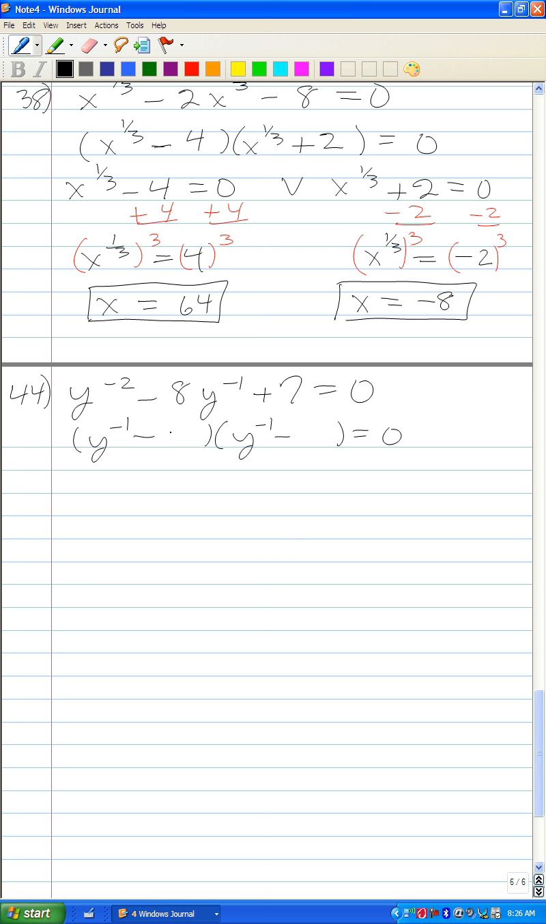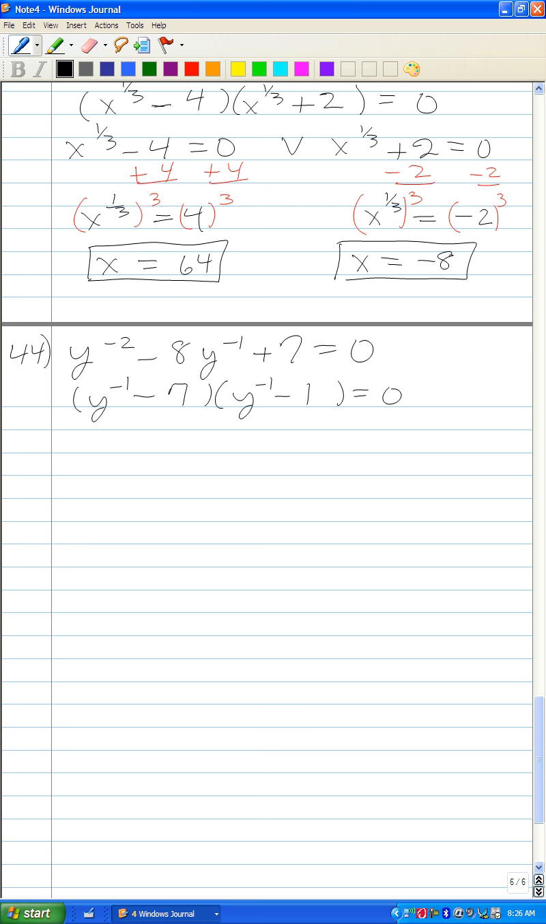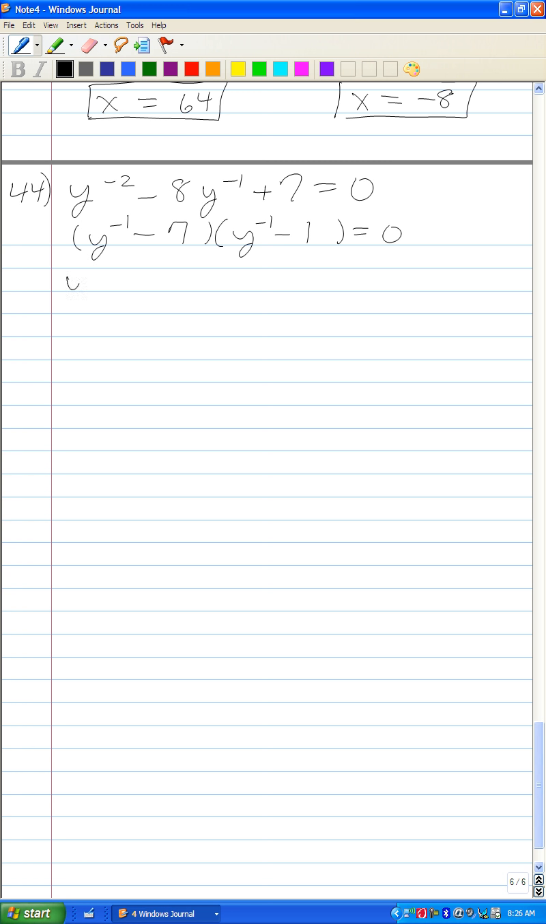Well, 7 and 1. Set each factor to 0 and solve for y. y to the negative 1 minus 7 is 0, or y to the negative 1 minus 1 is 0. Add 7 to both sides of your equation and solve for y. And so y to the negative 1 equals 7. And so let's just take the reciprocal of both sides of my equation. And so y is equal to 1 over 7.